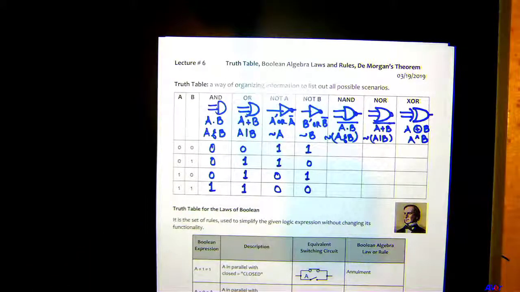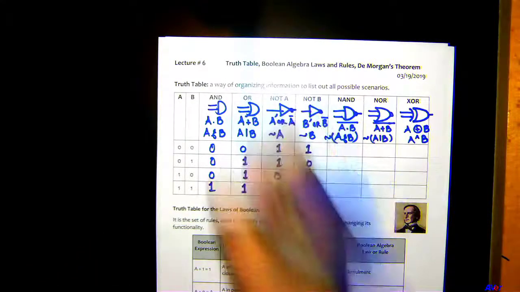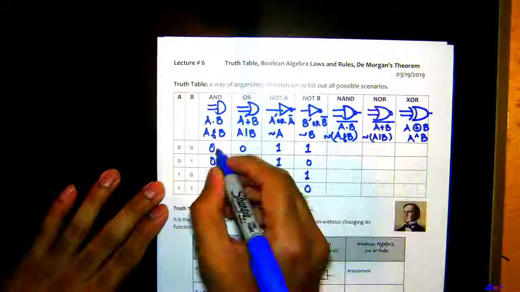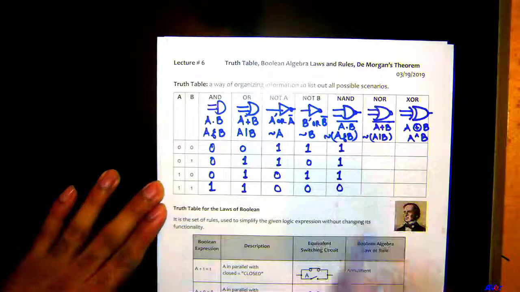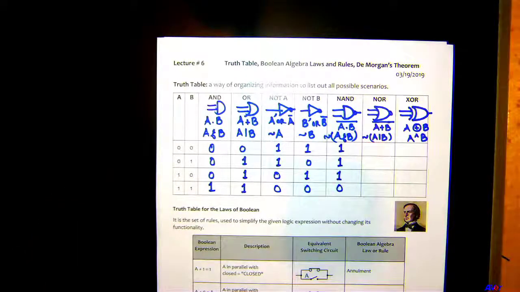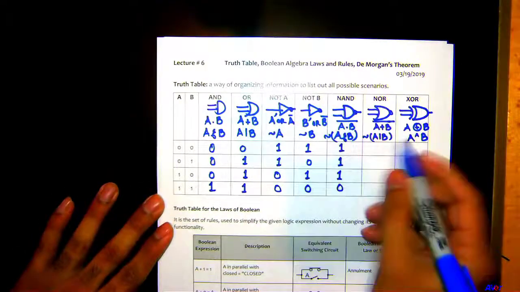NAND is an opposite of AND gate, so if you look at the truth table for the AND gate, just take a complement of that. So 1, 1, 0. And because NOR is an opposite of OR gate, look at the truth table for the OR gate and take a complement of that.